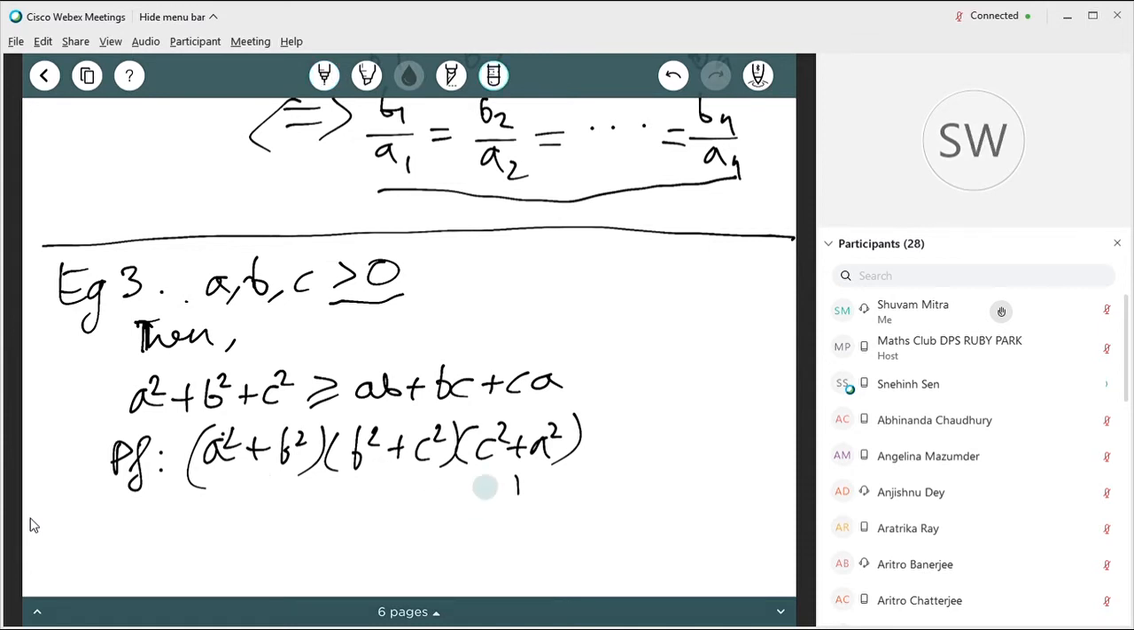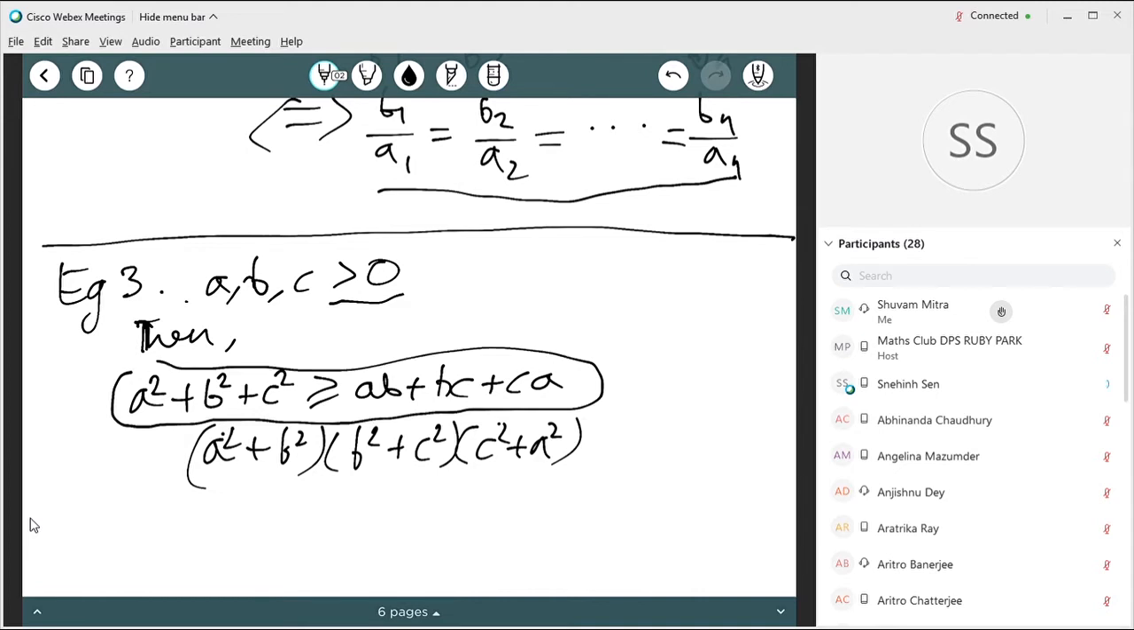What do we have to put again? We have to prove this thing, this inequality over here, using Cauchy-Schwarz.